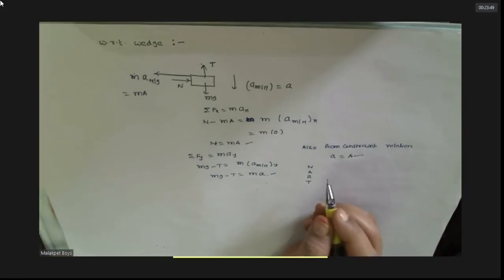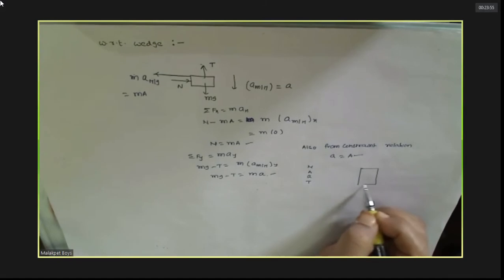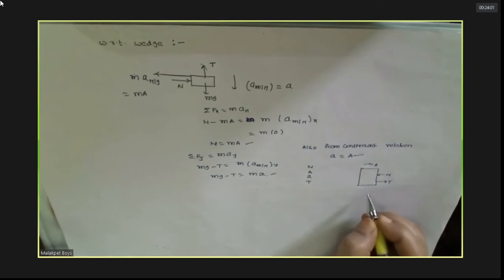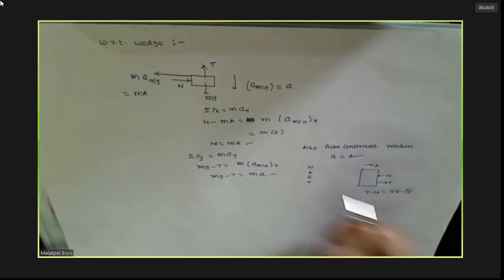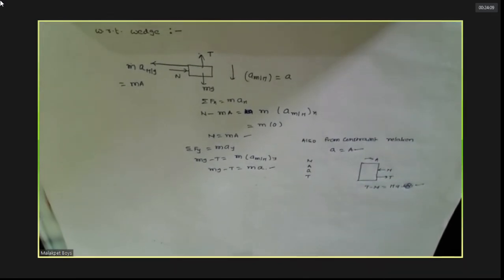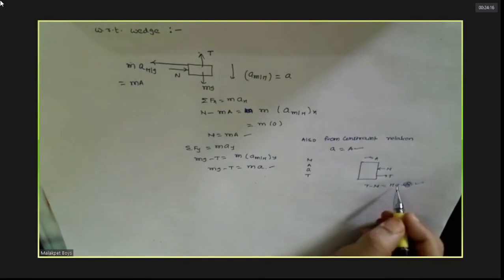So now to get tension, just go to the bigger block, the wedge. For the bigger block you have only one force, tension. This is the normal reaction. Remember this. This gives T minus N is equal to MA. Fourth equation. You can solve these equations and complete the problem. Understood this? Sir, the same acceleration will come, sir. You will get the same answer.